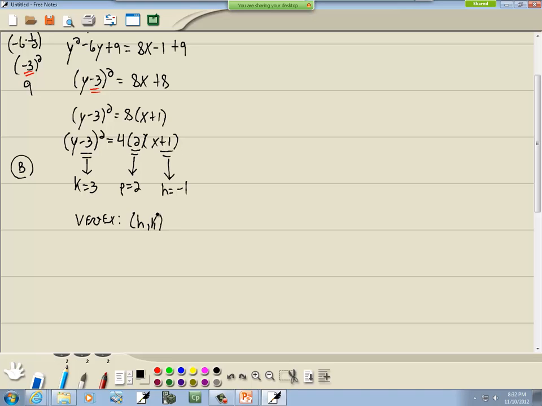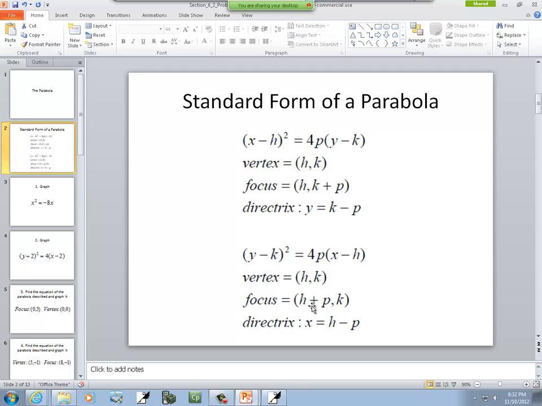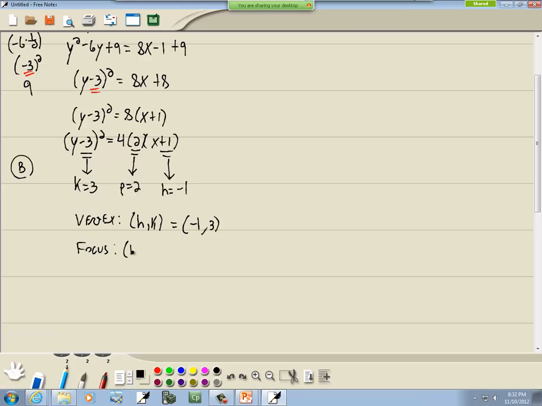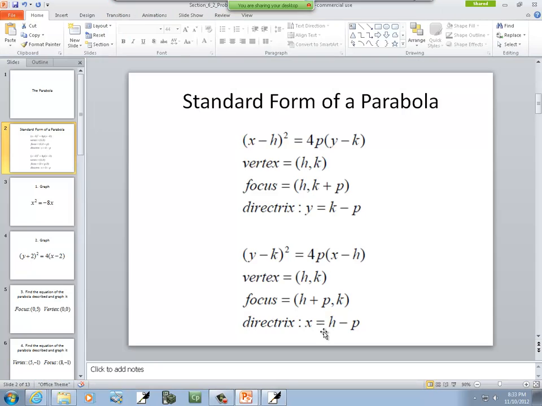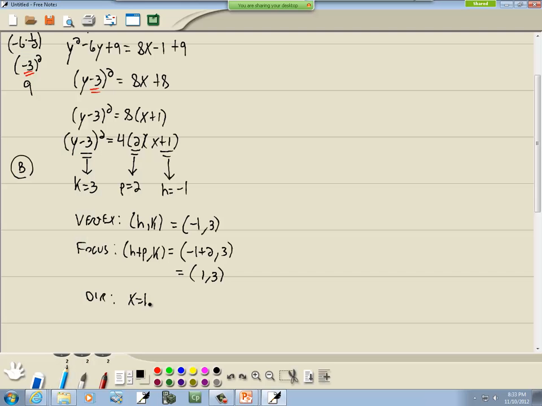Our vertex is hk, which is -1, 3. Our focus is h plus p, k. H was -1 plus p, which is 2, comma k, which is 3. So that gives us 1, 3. And our directrix, bottom formula, x equals h minus p. H is -1 minus p, which is 2. So we got x is equal to -3.